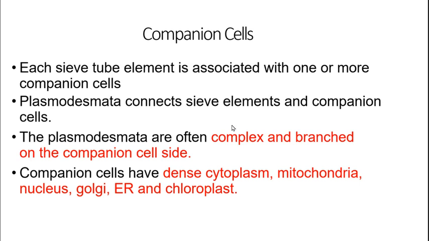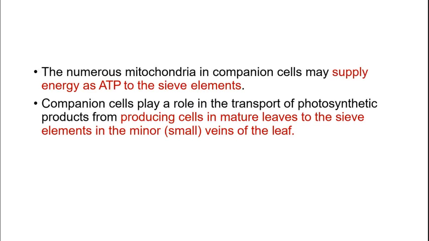Next we come to companion cells. We discussed that attached to the sieve element are one or more companion cells, and companion cells are connected to the sieve elements with plasmodesmatal connections. These plasmodesmata are often complex and branched on the companion cells. See the picture of it when we do the pathways of translocation. These companion cells have dense cytoplasm, mitochondria, nucleus, Golgi, ER, and chloroplast. So all the organelles which are absent in sieve elements are present in the companion cell.